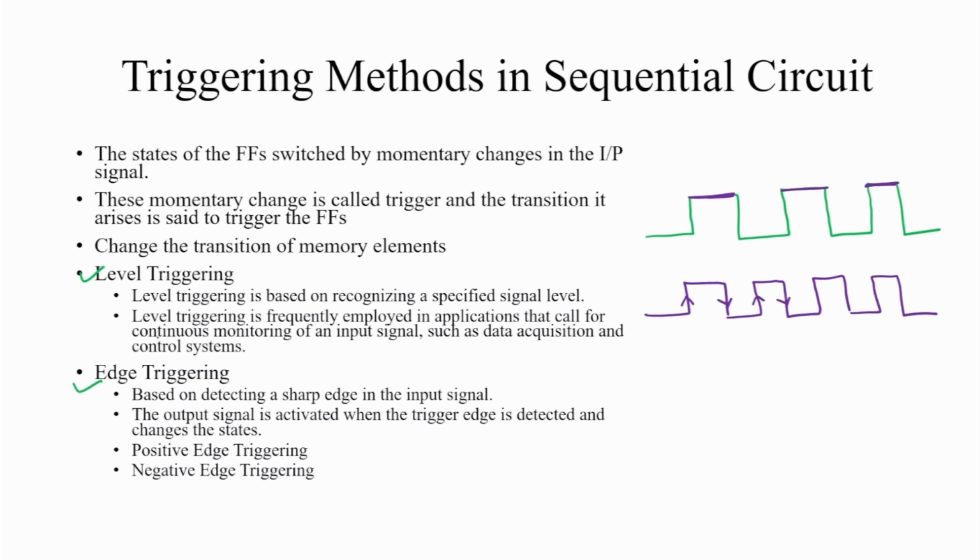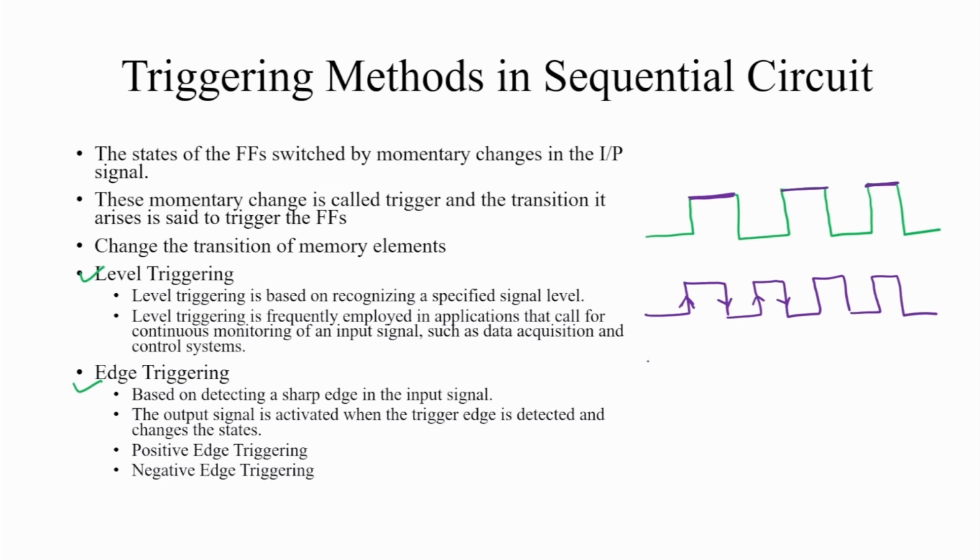So, what happens here? Level triggering means the circuit functions when the enable level is 1, or the circuit functions when the level is 0, but not in both levels. But this is different in the case of an edge triggering flip flop. Here it is based on detecting a sharp edge in the input signal. This means the circuit functions either at a rising edge or at a falling edge.